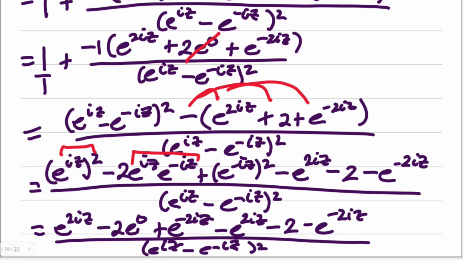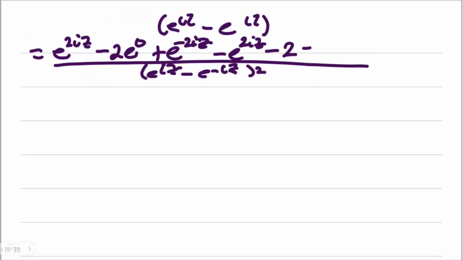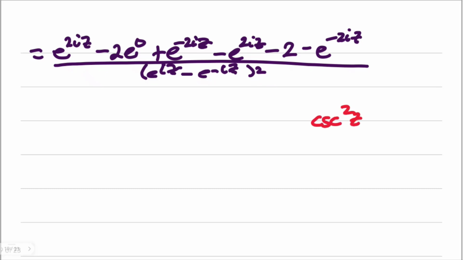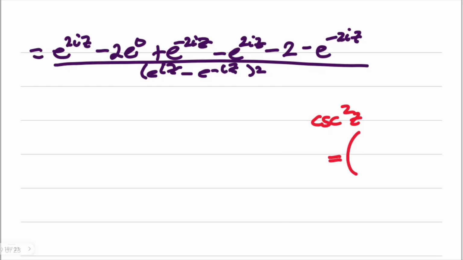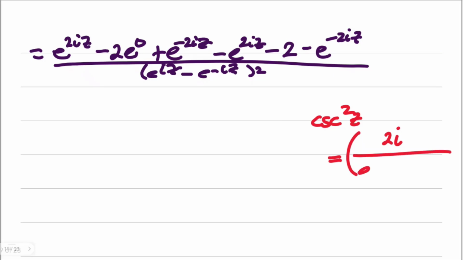You square that. This time, allow me to copy this one and add another page. Let me continue the process here because the space is not enough. Take note, this was our last form. It has actually e to the power of negative 2iz. In terms of our goal for cosecant, I'm going to write the goal here again. The square of cosecant z is equal to, you will have here the square of 2i over e to the power of iz minus e to the power of negative iz. You square that. And our goal is actually this one here.